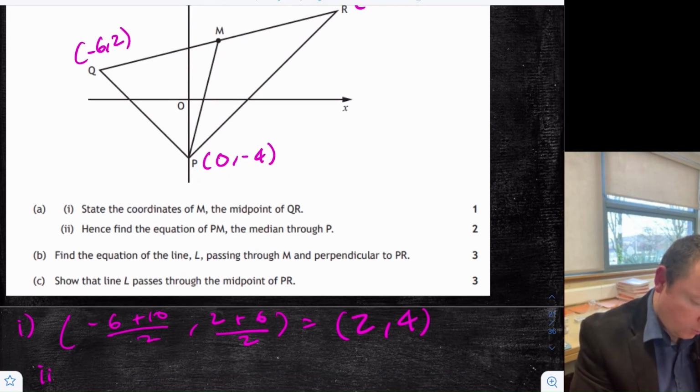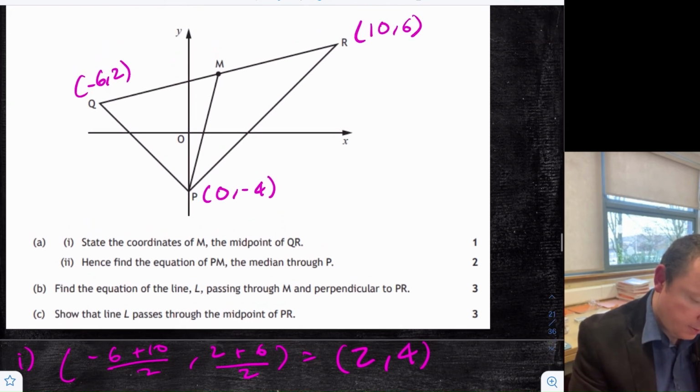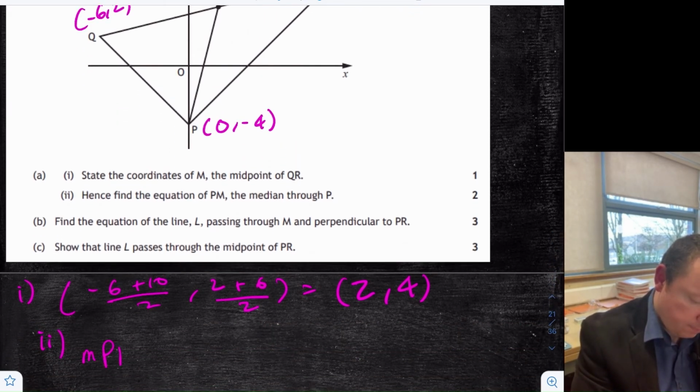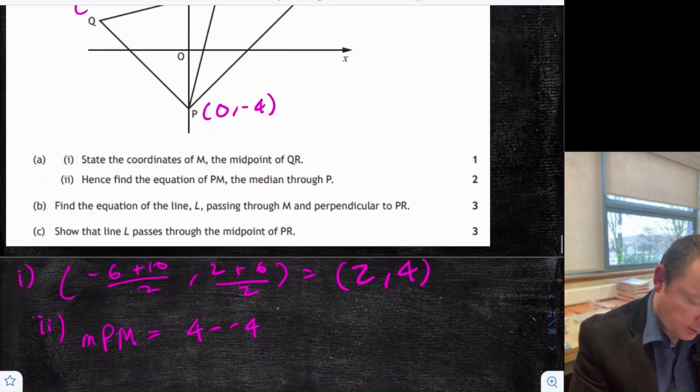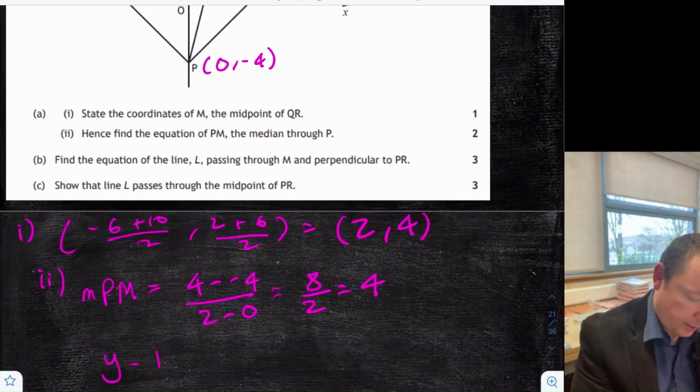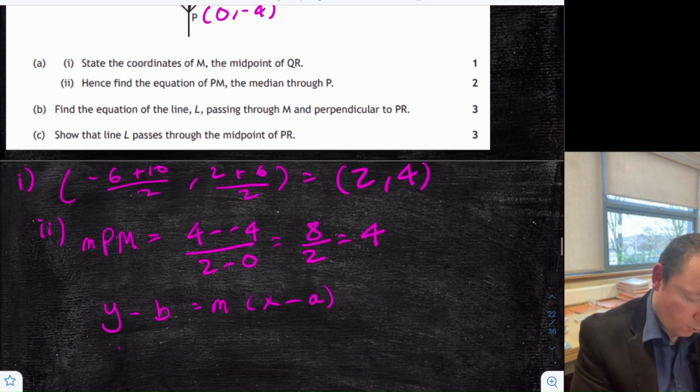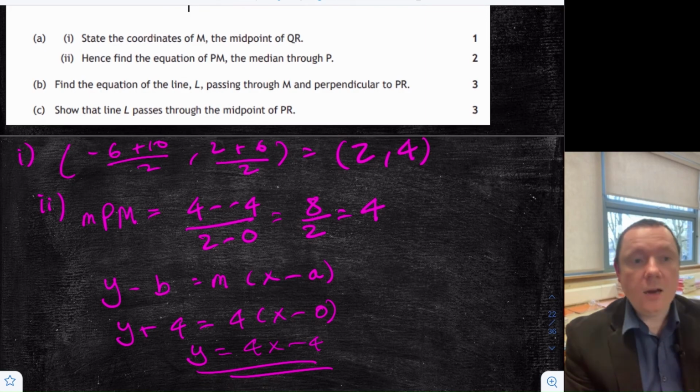Part 2, find the equation of PM, the median through P. Okay, so the gradient of PM, we've got 4 minus minus 4, and we've got 2 minus 0. That's 8 over 2, which is 4. Now we can use y minus b equals m(x minus a). P is 0, minus 4, so we've got y plus 4 is equal to 4(x minus 0), or y equals 4x minus 4. And we're done there.